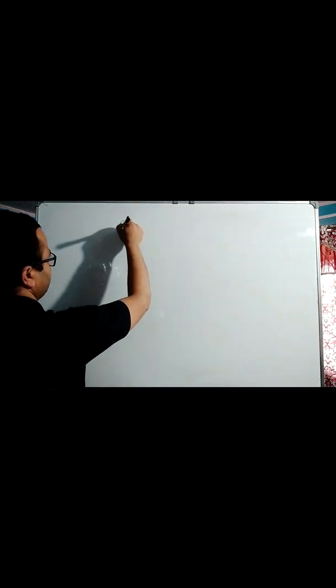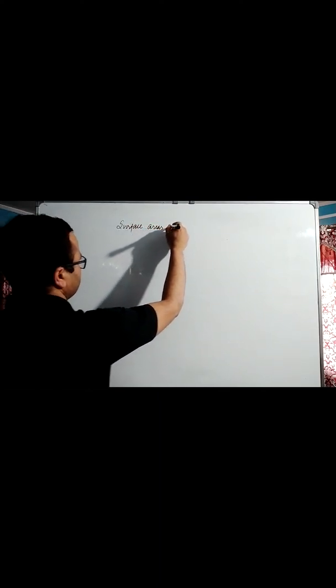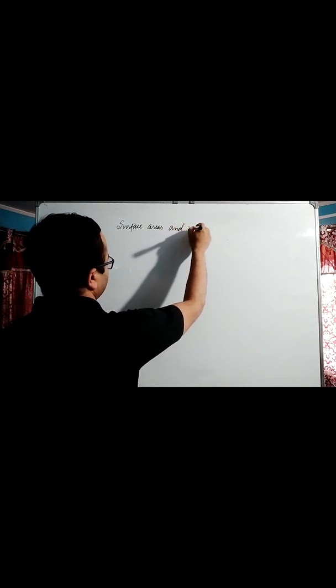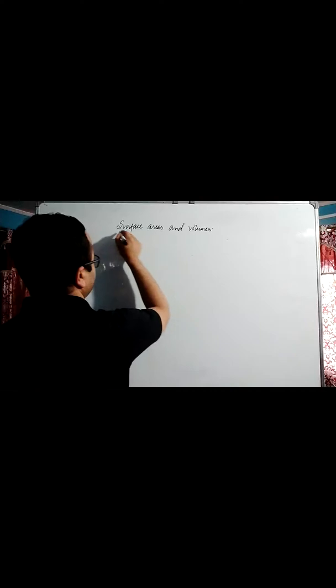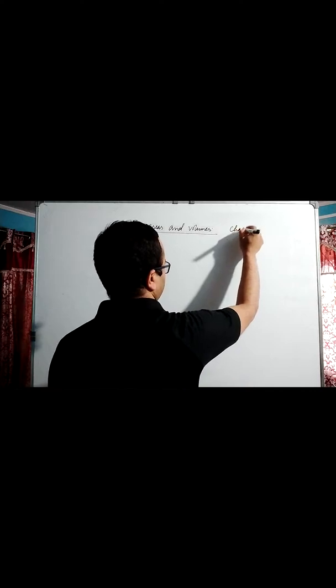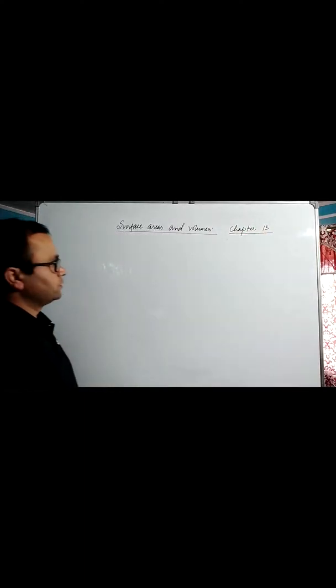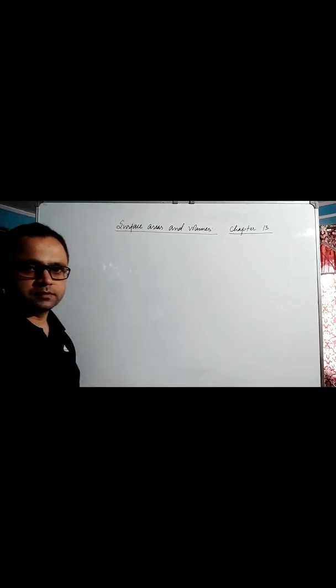Now today's topic is surface areas and volumes. Class 9, chapter number 13. Surface areas and volumes. This is chapter number 13. Now first we must know what surface area is.